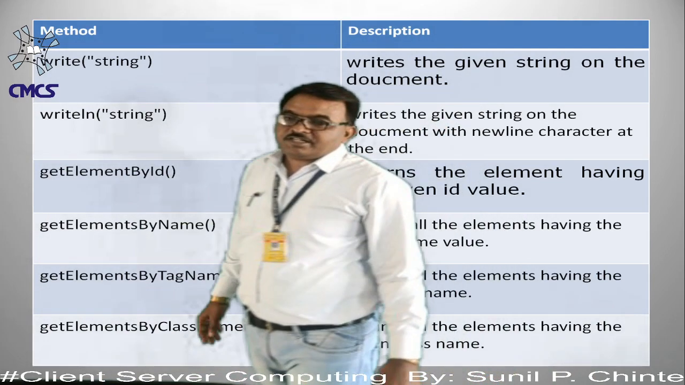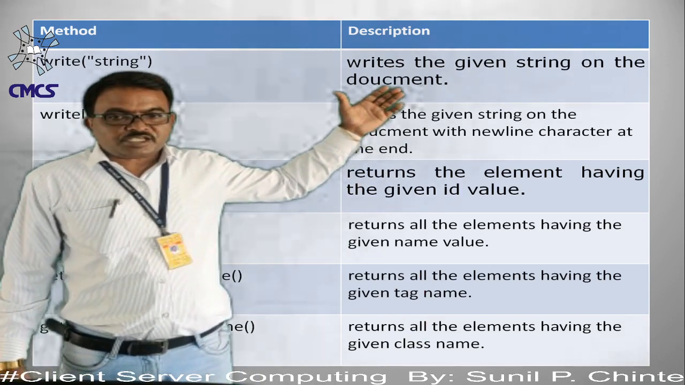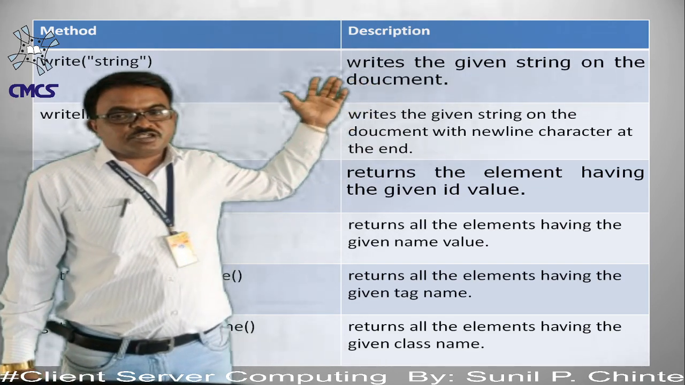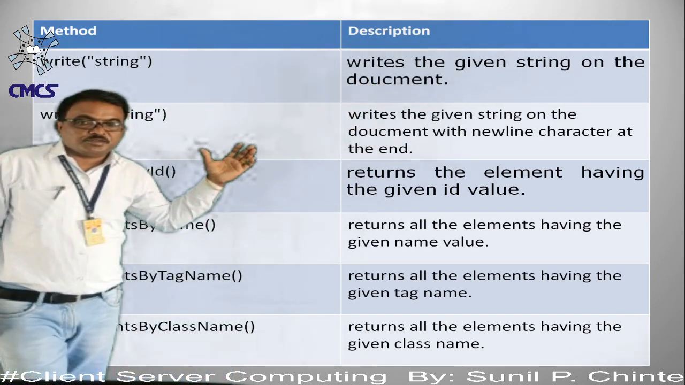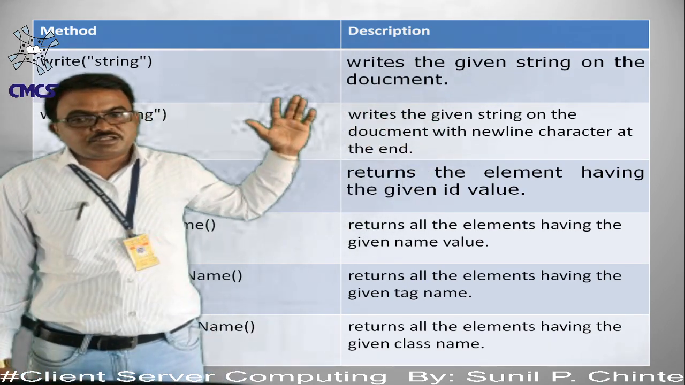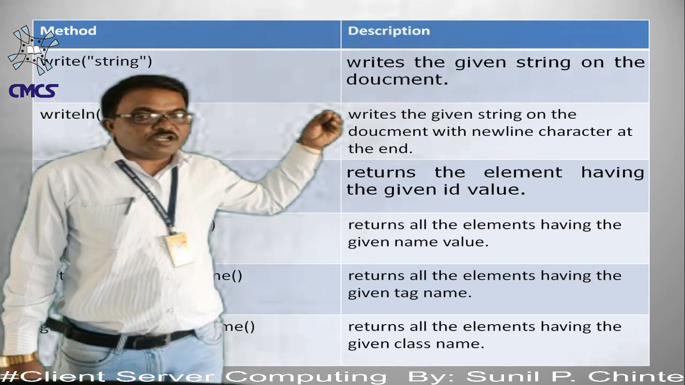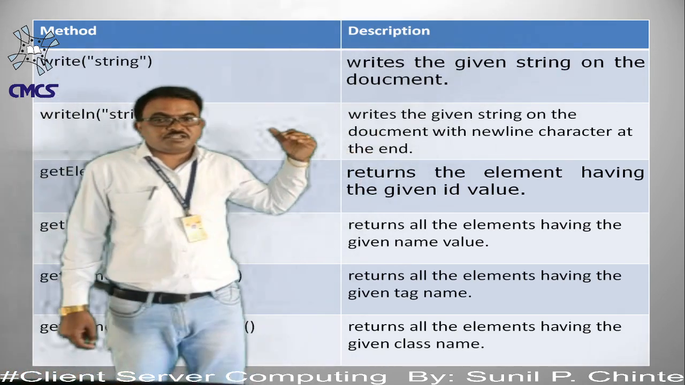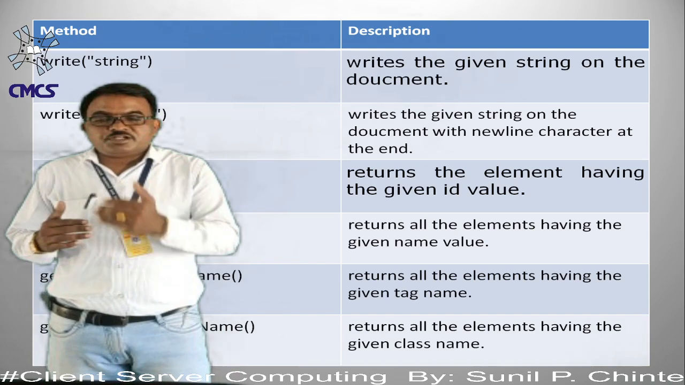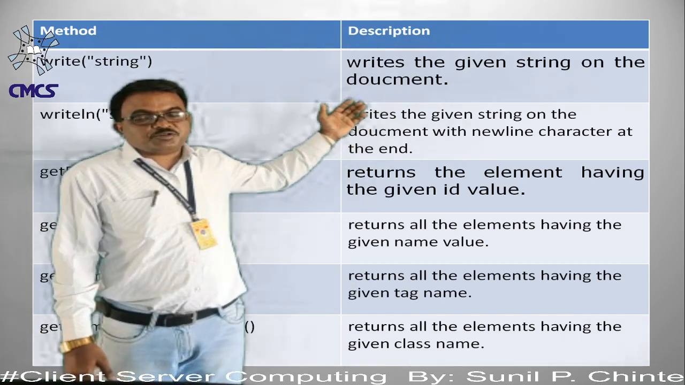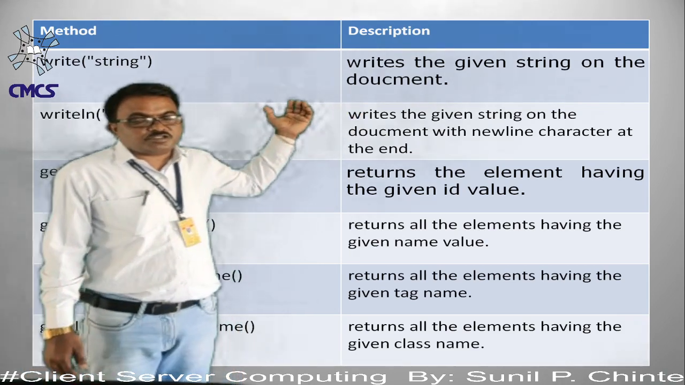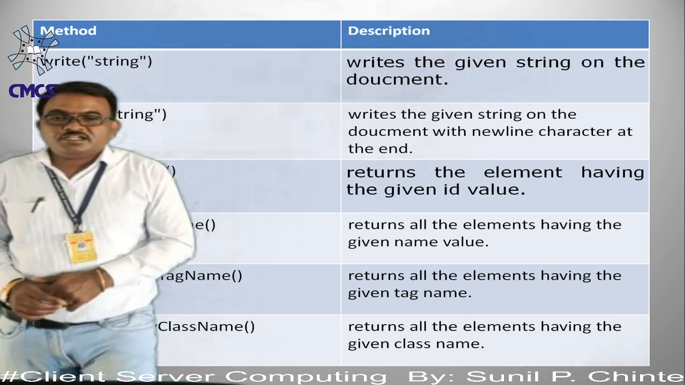The write method gives the string on the document; it will display the string on the document. Similarly, the writeln method also gives the string on the document, with a new line character at the end. So its use is that the next output will come on a new line. So if you want the cursor on the new line and the output on the next line, then we can use the writeln method.